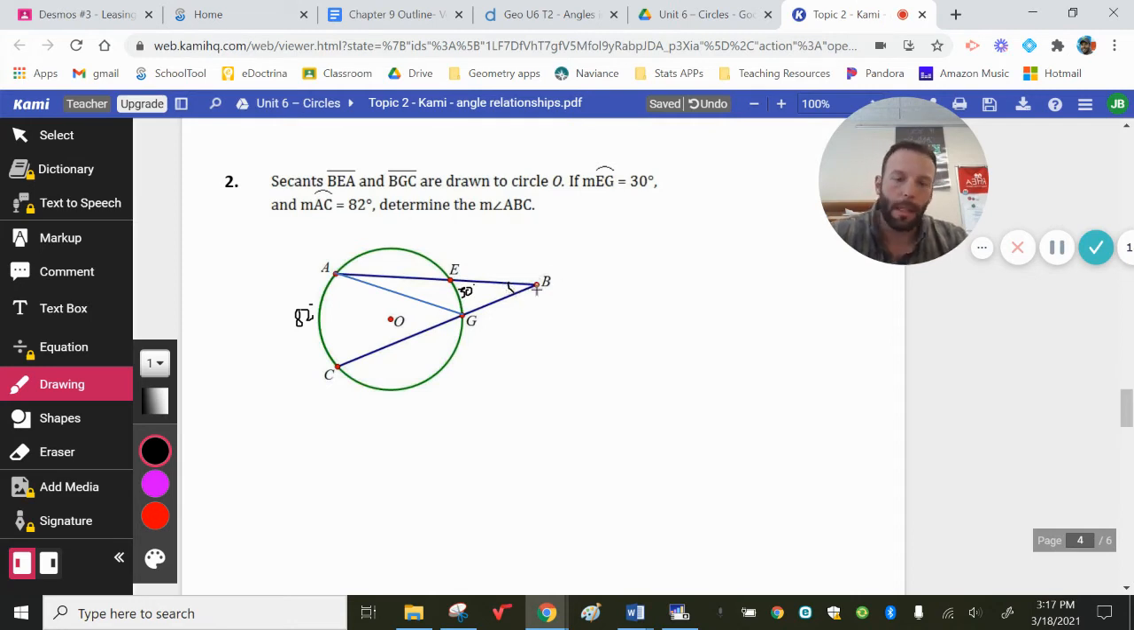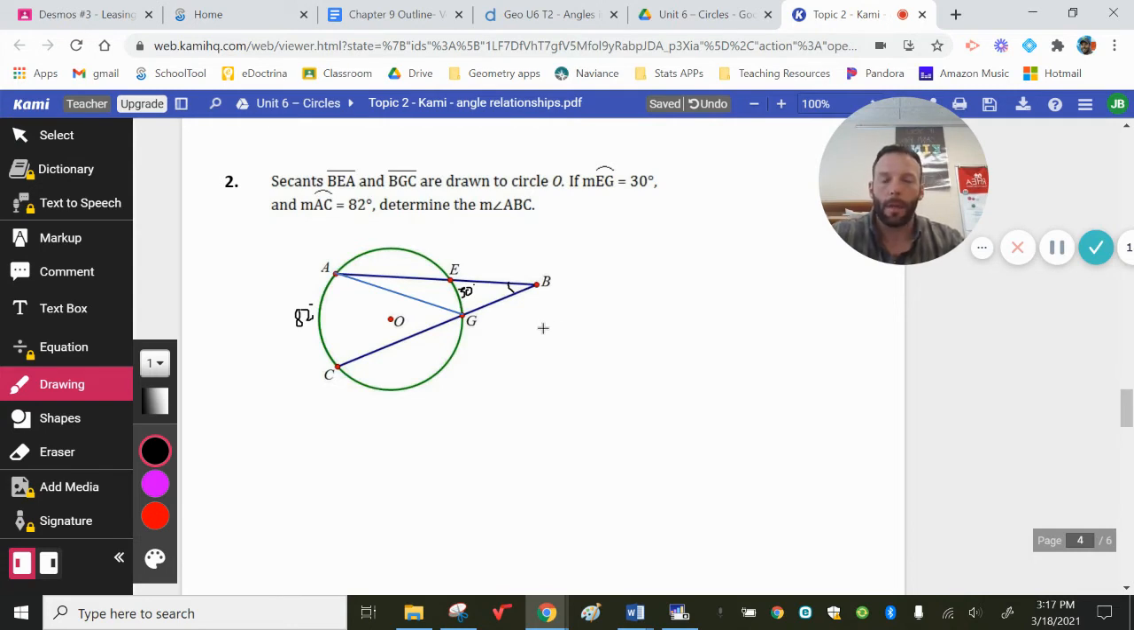This angle ABC is an angle outside of my circle O. I didn't show you how we can do this. This is not one of those three types of angles that we talked about. So what I have to do instead is think about some other ways I can do this.